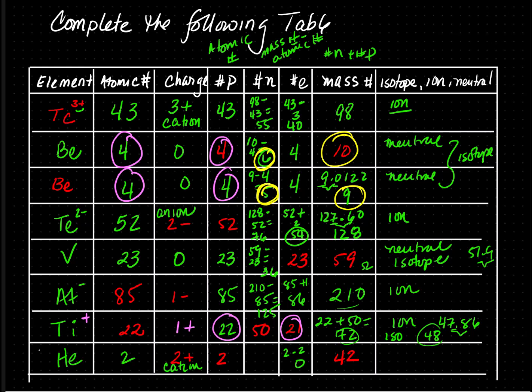The mass number given is 42 minus the protons. So it has 40 neutrons. So this is an ion. That is an isotope because the mass of helium is 4.00, so the mass number is 4.